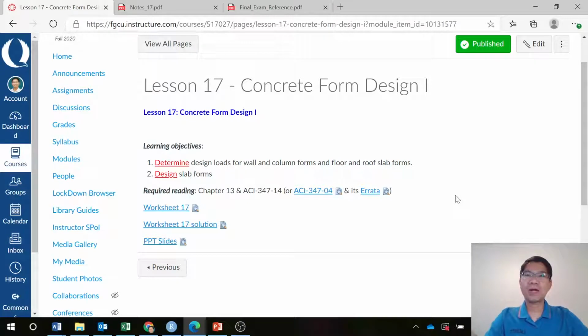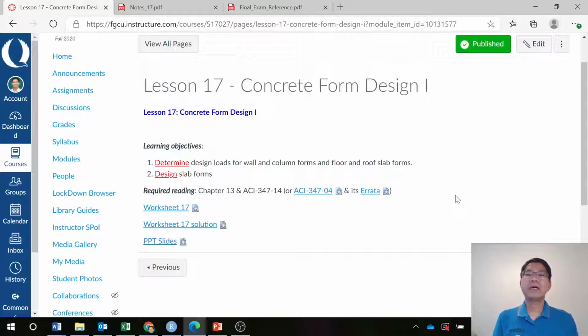Concrete form design 1. We have two learning objectives. We determine the design load for wall and column forms, and then we also determine the design load for floor and roof slab form. So basically, there are two types of forms we're talking about. For wall and column, it will be the vertical form. Then the floor and slab form will be horizontal form. And the way the load applies will be different, as you will see in today's class.